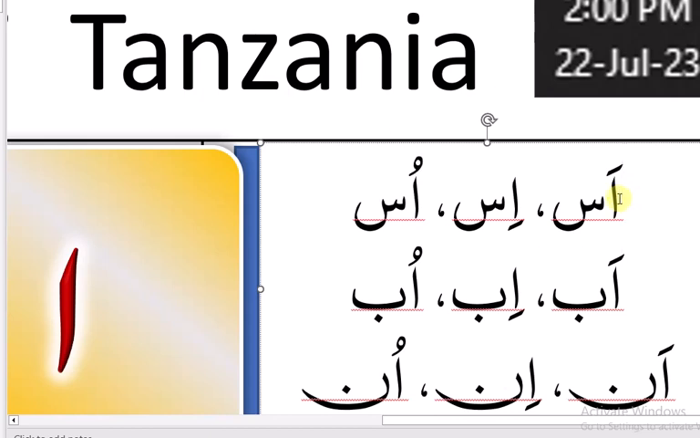There is Alif, Zabar and Sin; there is Alif, Zay and Sin; and there is Alif, Pesh and Sin. You should say Alif Zabar Sin As, Alif Zay Sin Is, Alif Pesh Sin Us: As, Is, Us. And Is means his, this, and Us means like that, not here, there.